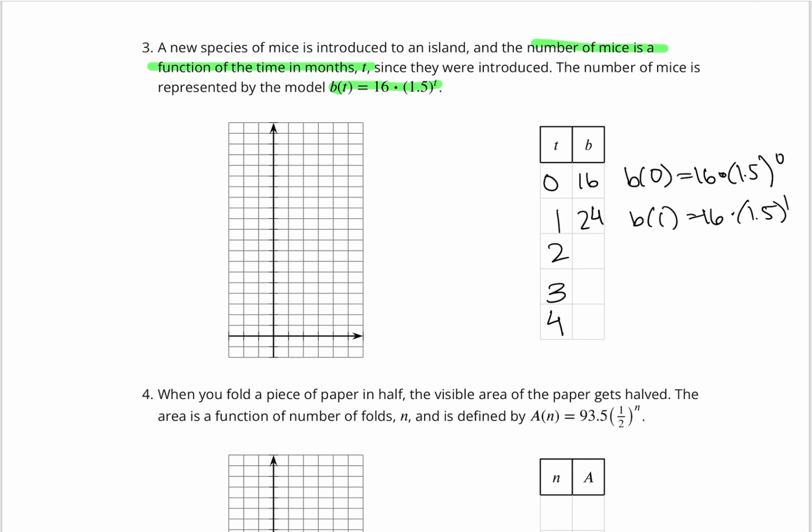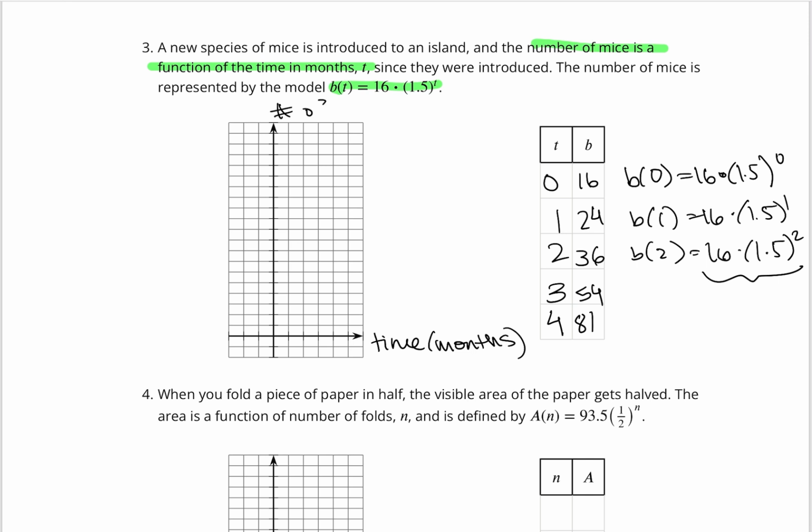And if I just continue this process, and you could totally use a calculator for completing those powers there, you'd get 36 after 2 months, 54 mice after 3 months, and 81 mice after 4 months. And I just use a calculator plugging the equation in to determine those values. Now let's graph it. Number of months, time in months was our independent variable. Dependent variable was number of mice, or mice population.